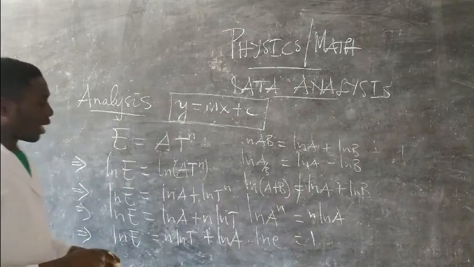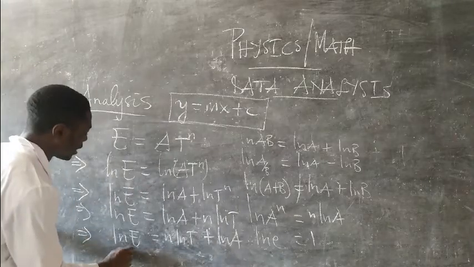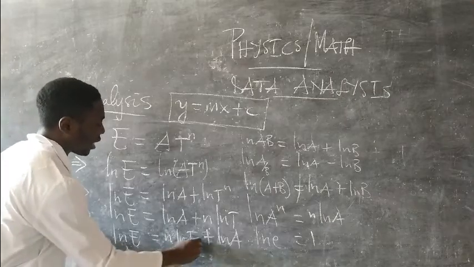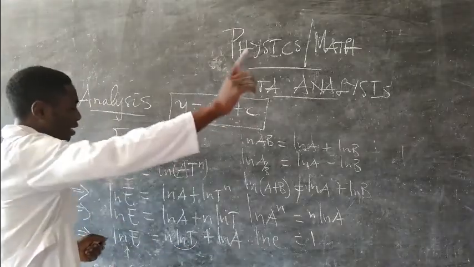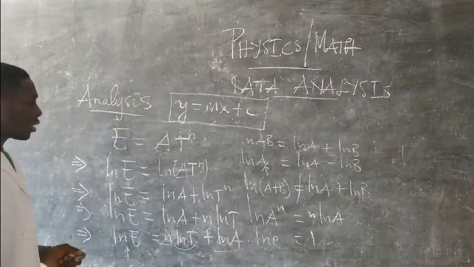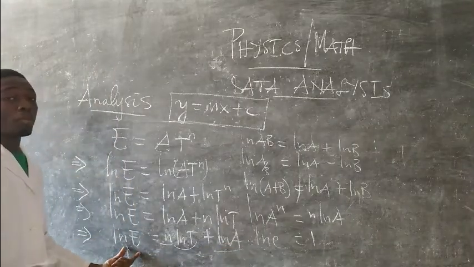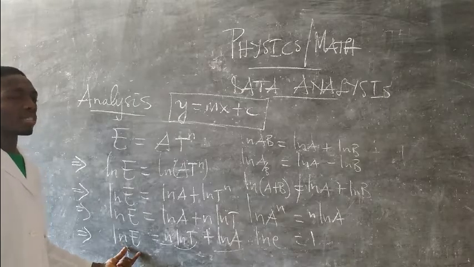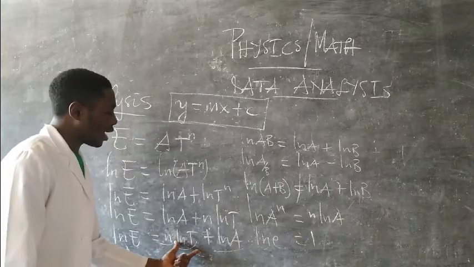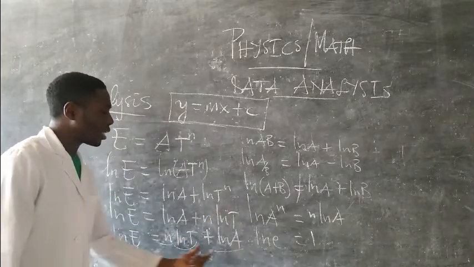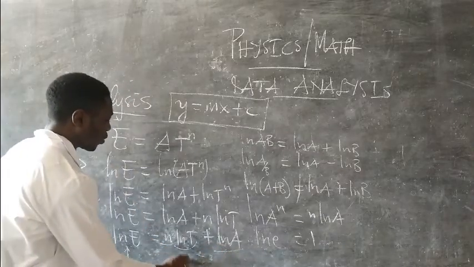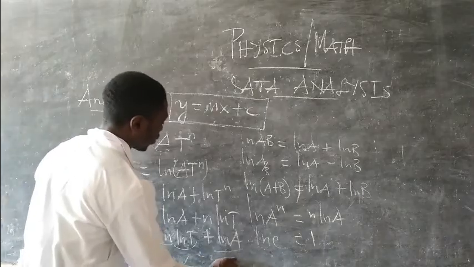Okay, so this is it, and we are plotting a graph. A graph of ln E against ln T is going to be a straight line graph with gradient n and y-intercept ln A. Okay, let me take it again. A graph of ln E, that's the statement of what they are plotting, and that statement is very, very important. It's 2 marks. So if you miss it, you miss 2 marks. So a graph of ln E against ln T is a straight line graph with gradient n and y-intercept ln A. Because this one will be y, this one will be your x, this one will be m, and this one is going to be your c.